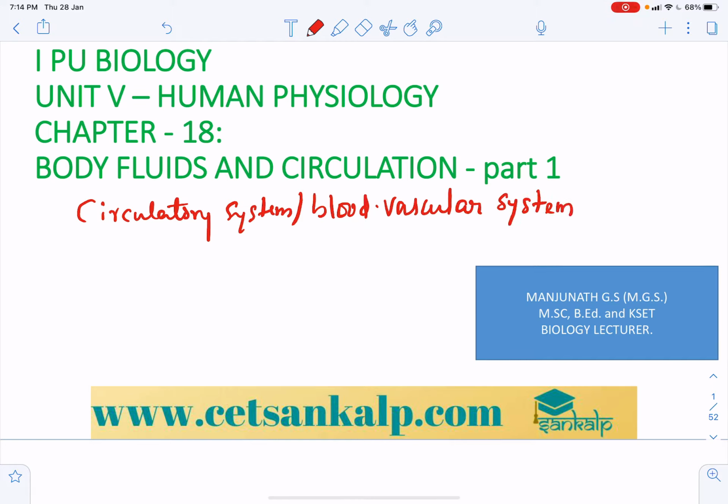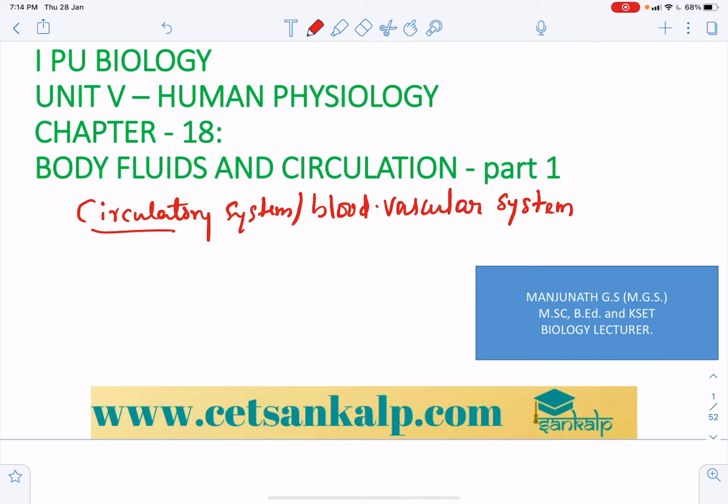In this system, almost all the important functions like distribution of nutrients and transportation of oxygen to all parts of the body, and collection of waste and harmful products are carried out. These are sent to the excretory organs, where these waste products will be eliminated. It also helps in the distribution of hormones and many other functions.